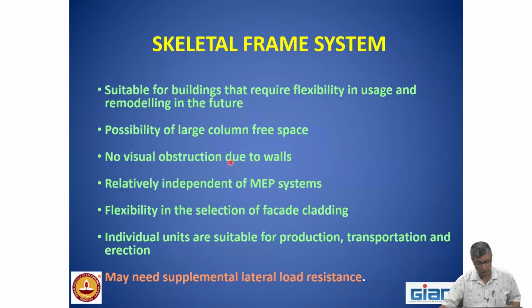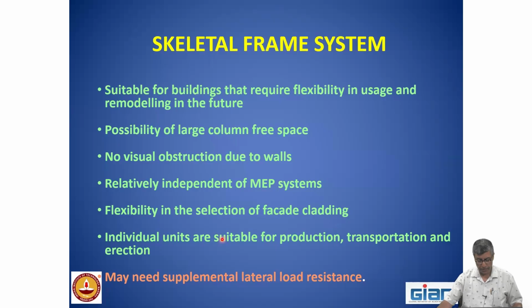Next, no visual obstruction due to walls, which is the requirement from the architectural side in an office space. Relatively independent of the mechanical, engineering and plumbing systems. That means today the building was not air conditioned, and if it is air conditioned later, you should be able to implement it. Flexibility in the selection of facade cladding. The facade can change. To give an example, the IIT Madras Research Park phase 1 building, which is now block E, I think, the facade was changed because the earlier facade was not working properly.